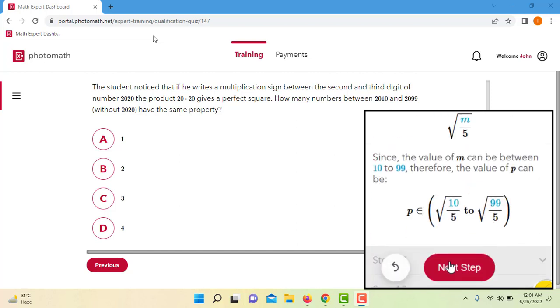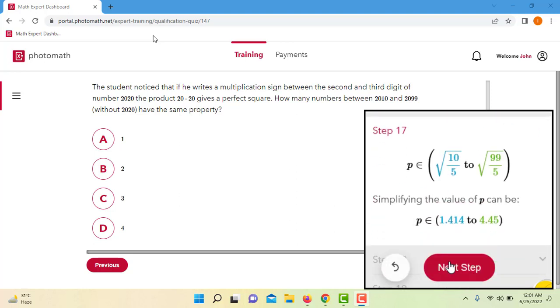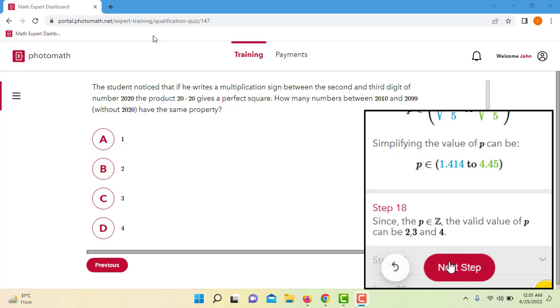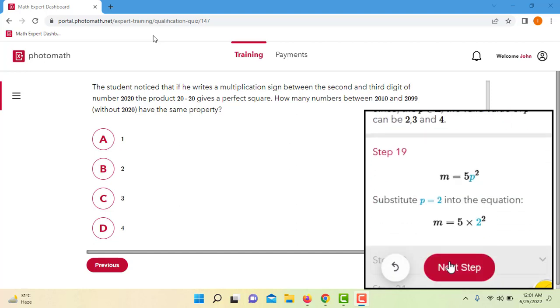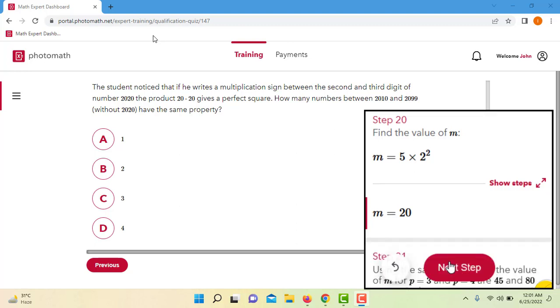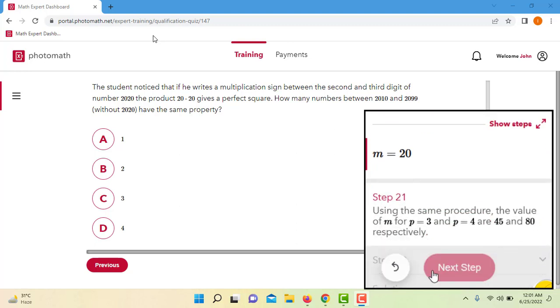As the value of M can vary from 10 to 99, after substitution, the value of P can vary from square root of 10 divided by 5 to square root of 99 divided by 5. Simplification yields that the value of P can vary from 1.414 to 4.45. Since P is an integer, the valid values of P can be 2, 3 and 4. Now substitute the value of P equal to 2 into the equation and find the value of M. Using the same procedure, the values of M for P equal to 3 and P equal to 4 are 45 and 80 respectively.